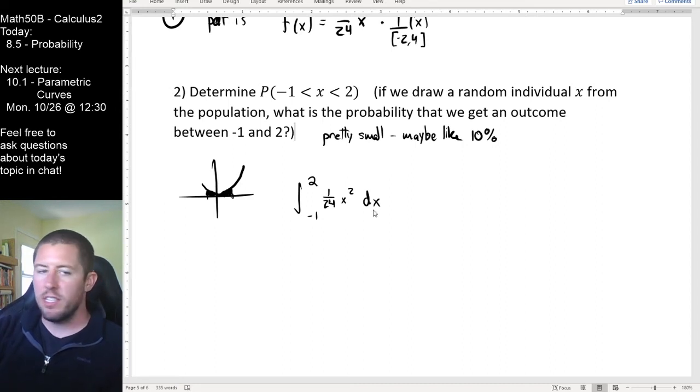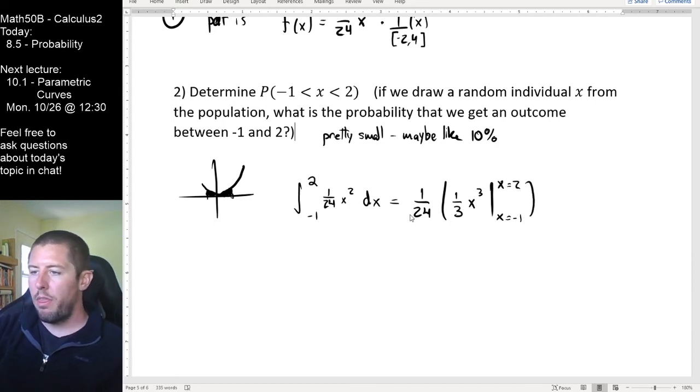Area underneath the curve is just the integral of the curve, and the curve is the PDF. So I've just got the integral of the PDF right here. So this should be 1/24 times 1/3 x cubed evaluated from x equals -1 to x equals 2. I might suck this 1/3 back out to get back to my 1/72 that we'd seen before.